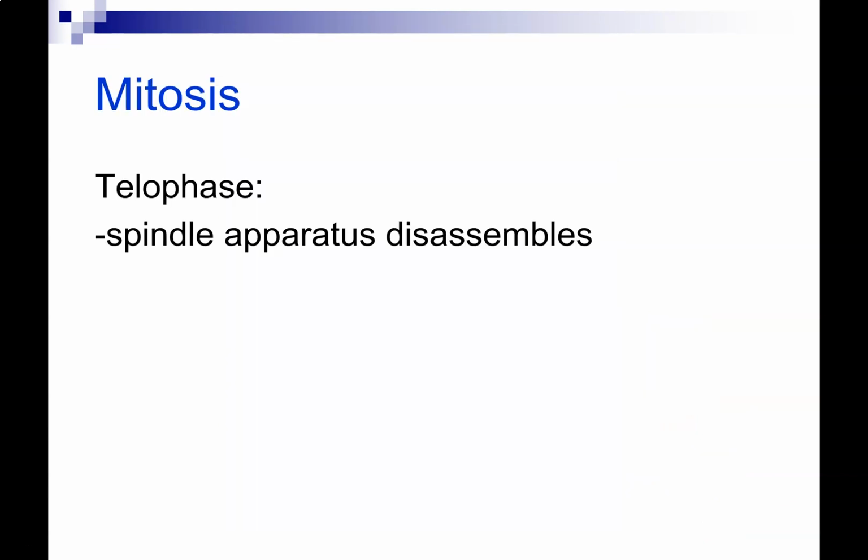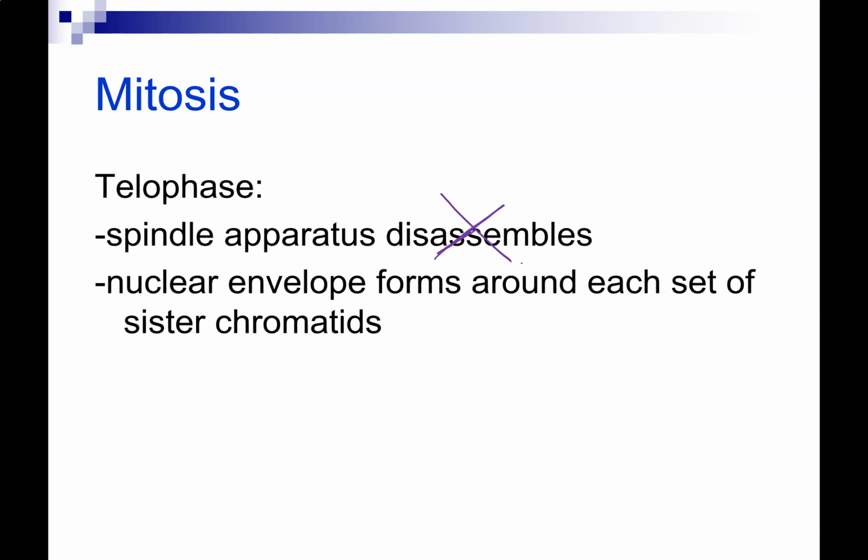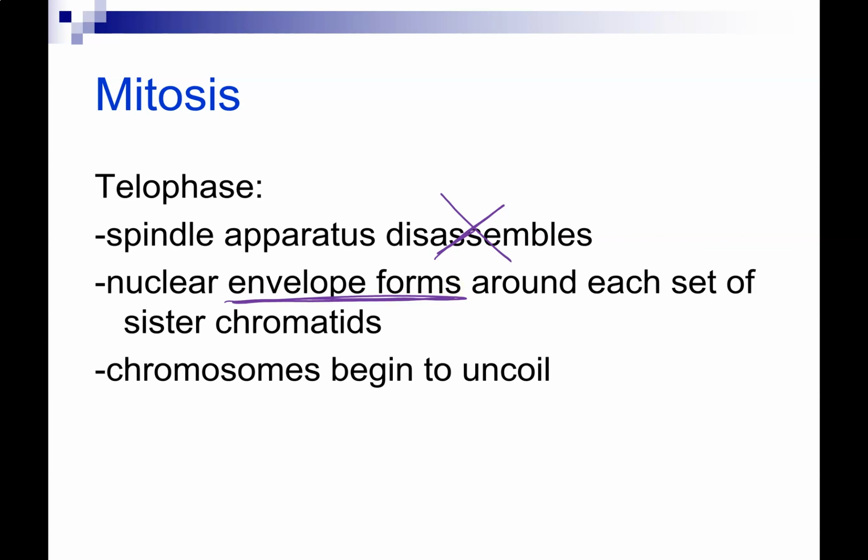Now in telophase, still one cell. What's going to happen here is now it's the exact opposite of prophase. The spindle fibers go away. The nuclear envelope is going to come back. And at this point, they're not each set of sister chromatids anymore. Now they're called daughter chromosomes. Daughter chromosomes. Now, they're in their own cell. They can begin to uncoil to turn back into chromatin.